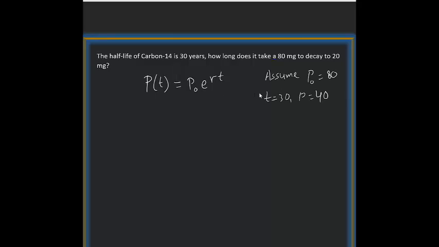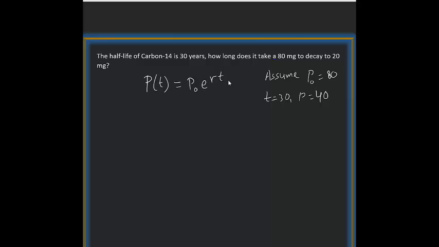So now in this problem we have the half-life of carbon-14 is 30 years. How long does it take if 80 mg to decay to 20 mg? So we can use the same population model, P(t) equals P naught e to the rt. We have 80 mg decays to 20 mg. Let us assume 80 mg is our initial size. So then when t is 30 years, then the size will be half of it, so 40.